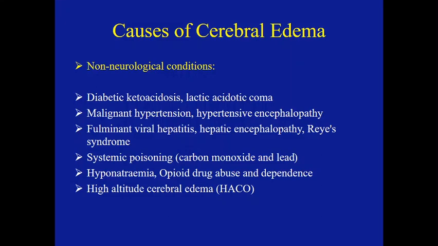The next type of causes are non-neurological causes, which include diabetic ketoacidosis, lactic acidotic coma, malignant hypertension, hypertensive encephalopathy, fulminant viral hepatitis, hepatic encephalopathy, Reye's syndrome, systemic poisoning, carbon monoxide and lead, hyponatremia, opioid drug abuse and dependence, and high altitude cerebral edema.